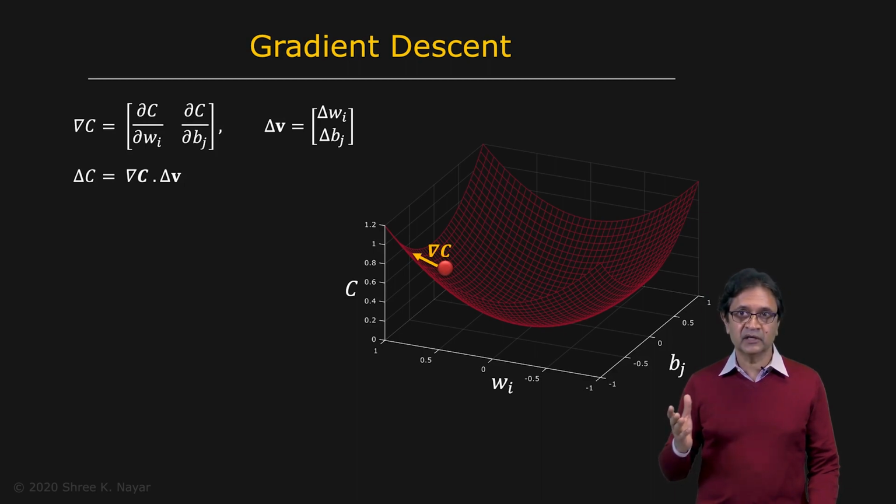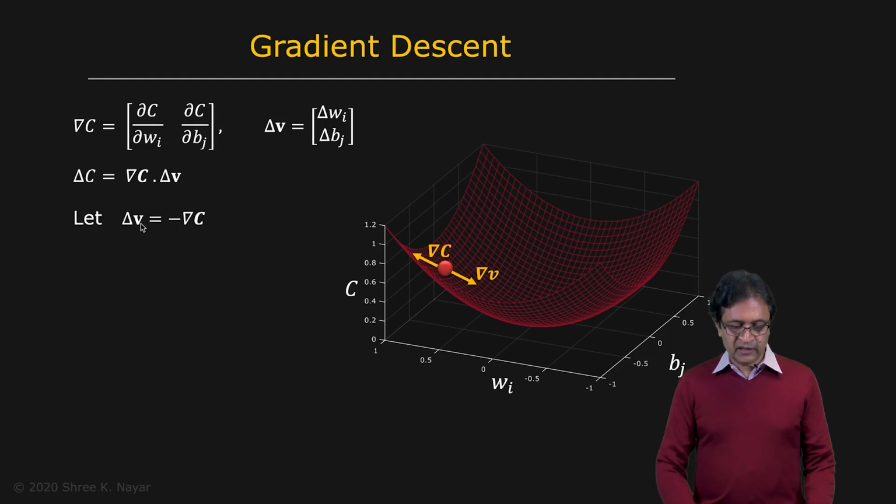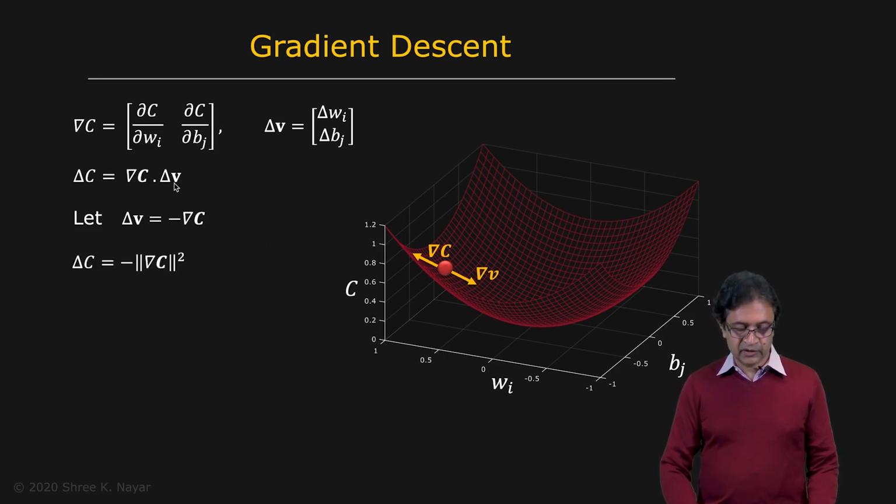That's essentially what gradient descent does. You're descending. You're moving in the direction opposite to the steepest ascent. So if you simply set delta V equal to minus the gradient of C, that's this direction right here, then you're going to be heading in the right direction. If you substitute that back into this equation, you get the change in cost equal to minus the magnitude of the gradient of C, squared.